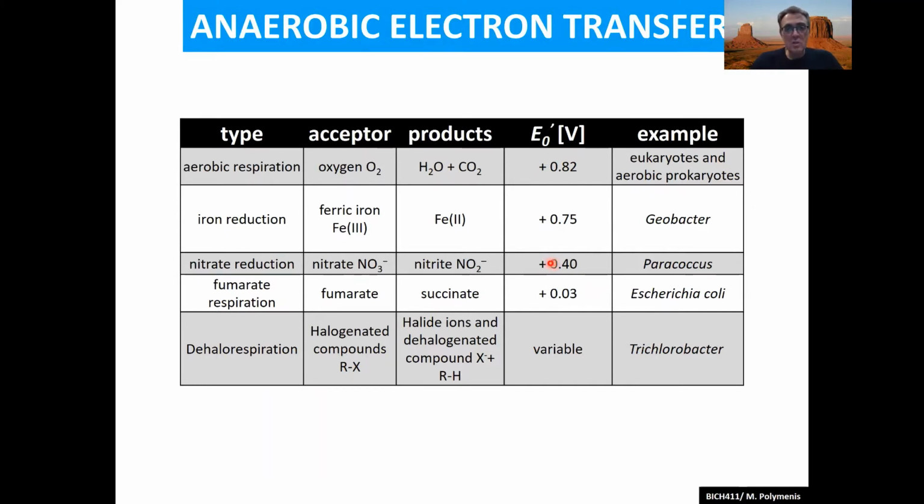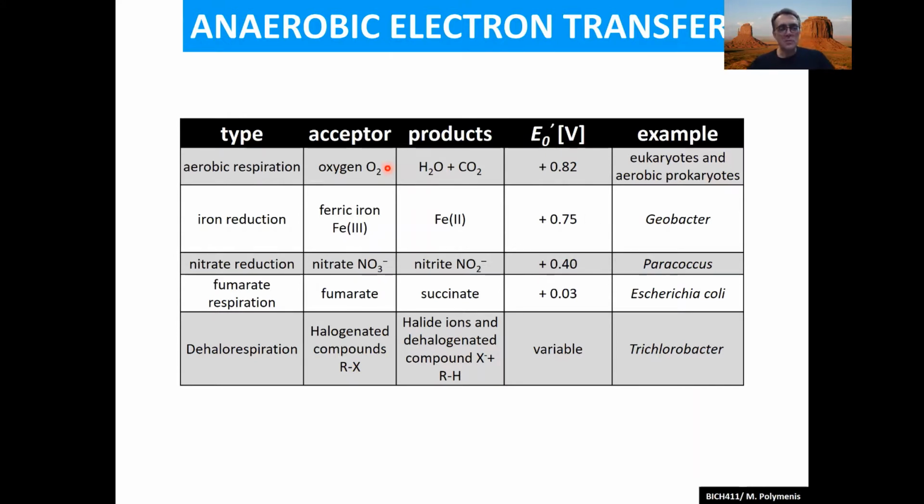So that's pretty good. But it gets even better with iron reduction. So you get iron 3. If you reduce it to iron 2, you have almost a volt in difference. Geobacter does that. That's how it gets its ATP. But nothing beats oxygen. Okay, this is the whole idea.